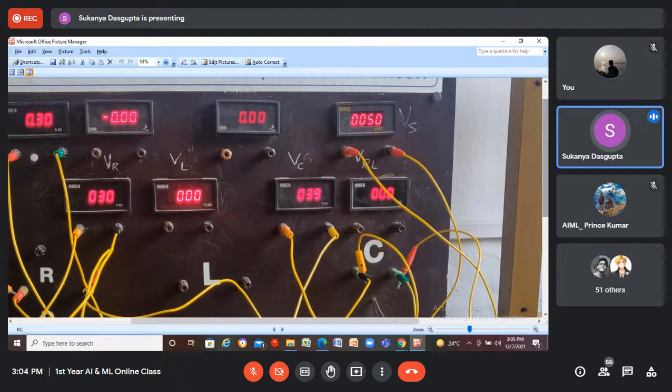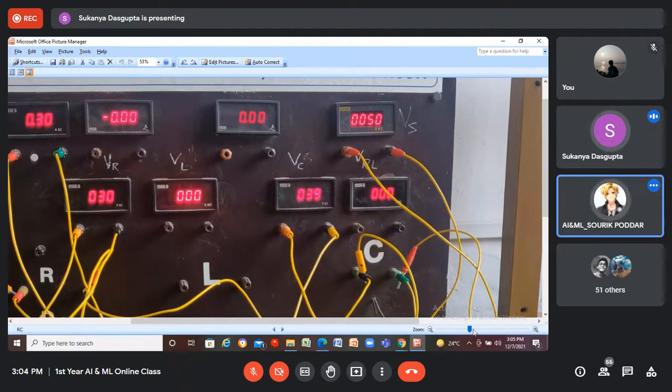It's a series circuit, so the same current will be flowing through both R and C. So I source is 0.3, it's not 30 ampere, it's 0.30 ampere. VR is 30 volt, VC is 39 volt. Have you all noted down these readings? Yes, ma'am.